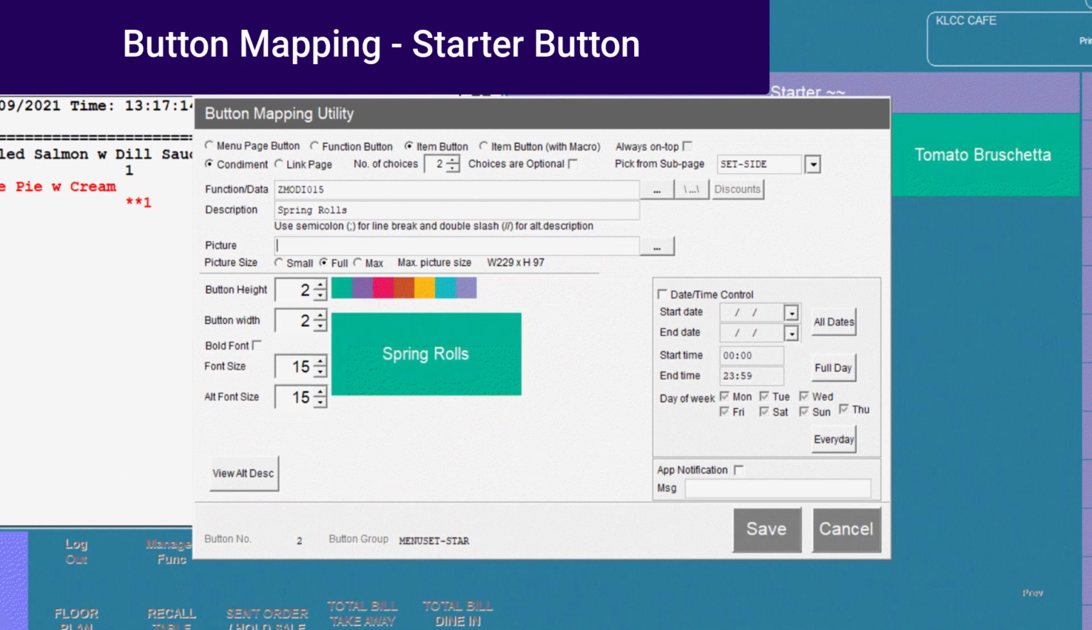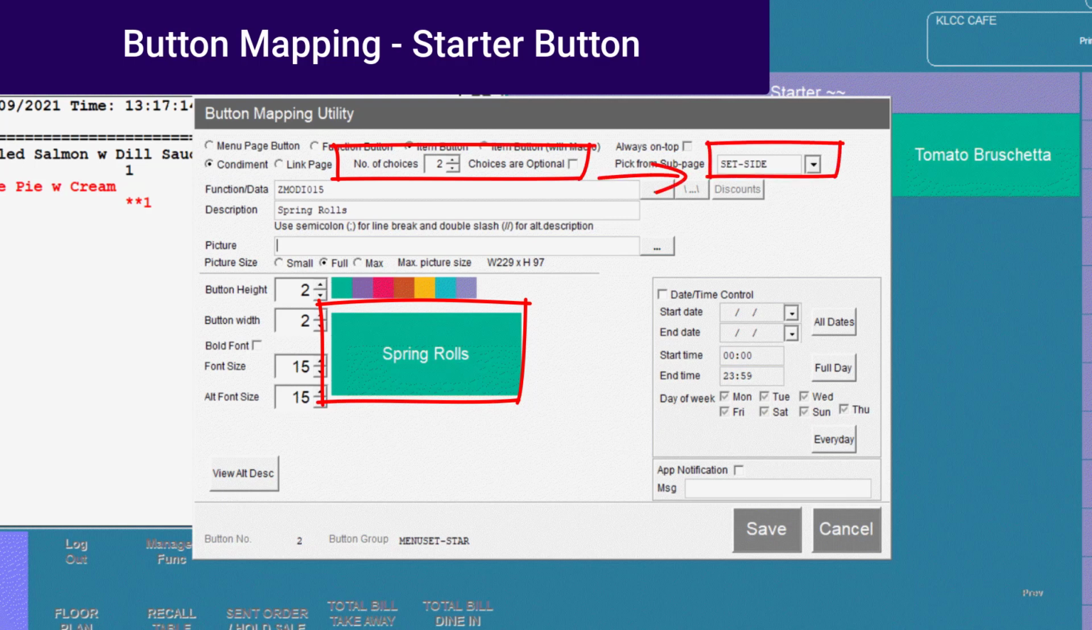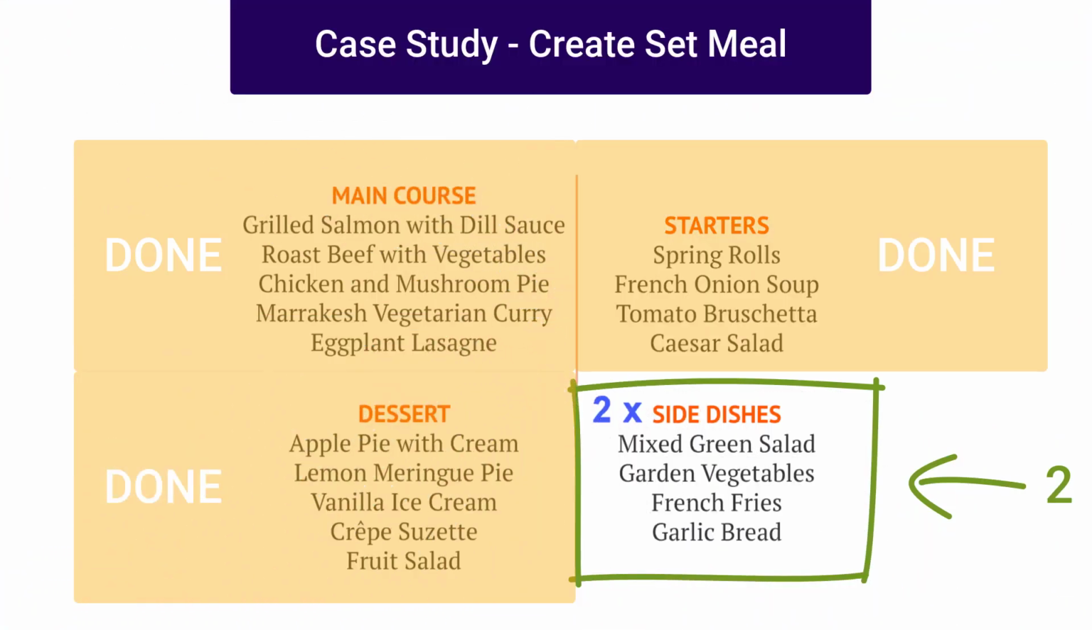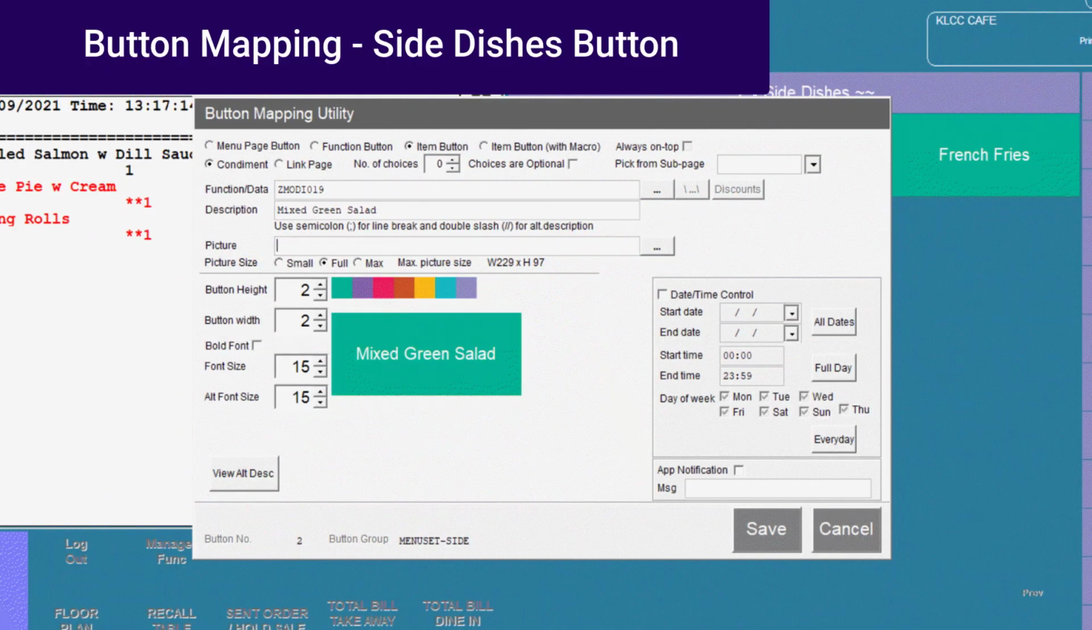Here's the starter button setting. Select this starter item. Compulsory setting required to choose 2 of the items from this side dishes subpage. Starter button mapping is done. Here's the side dishes button setting. Since is the final selection level for item button, just do a normal item mapping only.